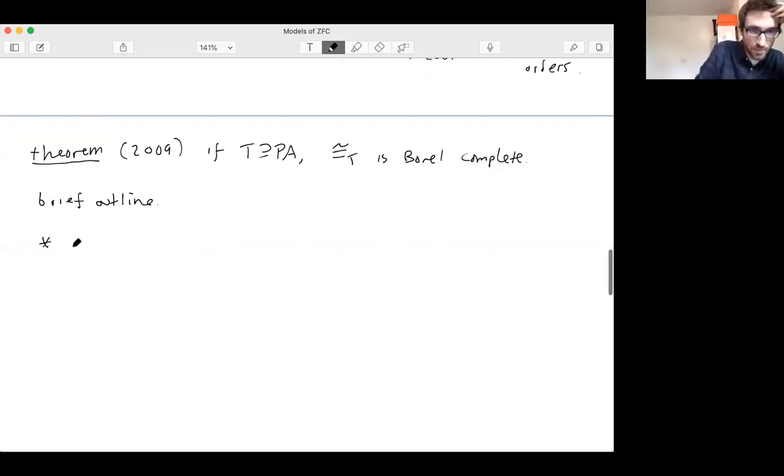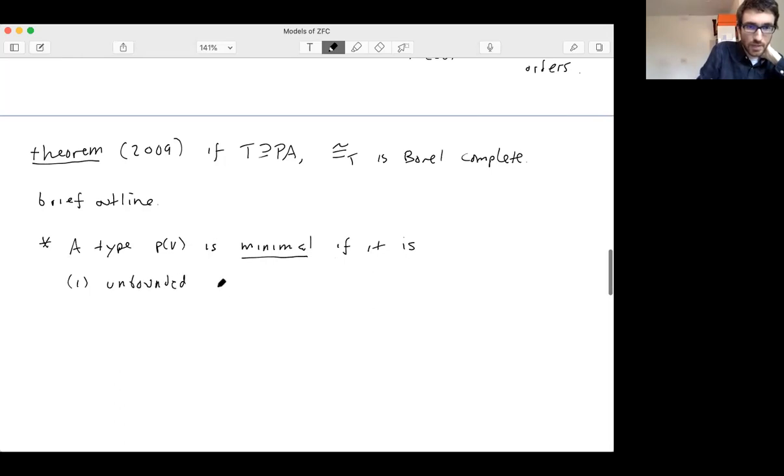So the first concept is a minimal type. We were going to use Gaifman's minimal types and minimal extensions. Okay, so a type p(v) is minimal if it is one. So I'll define minimal type, then I'll state a couple facts about it, and then I'll see why those couple facts about it imply what we want.